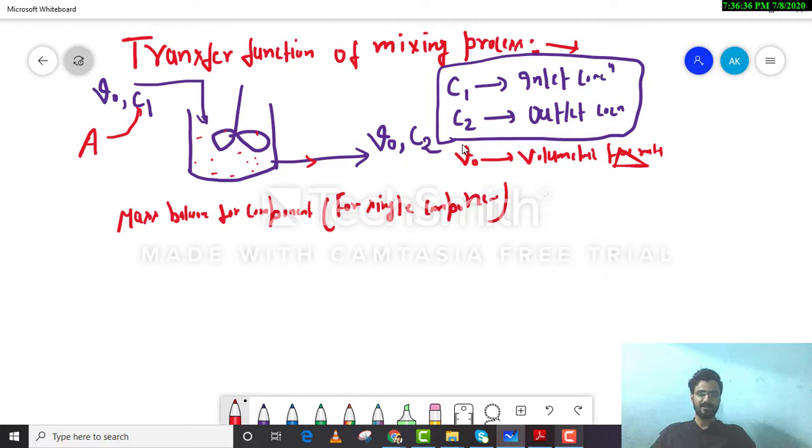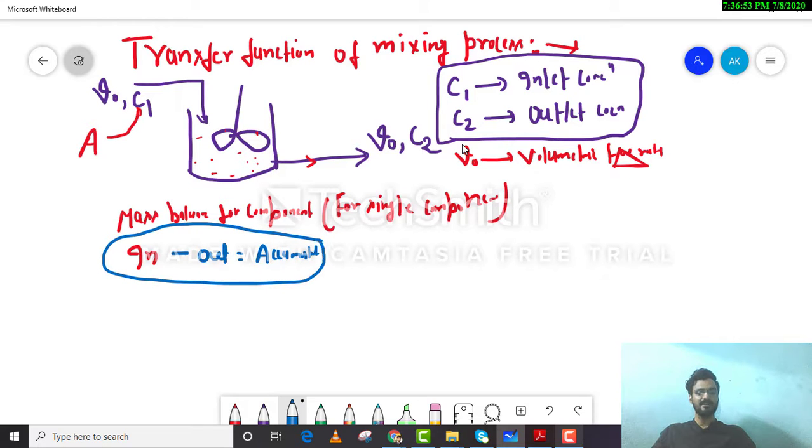Now try to understand. If you see, here inlet in minus out equals accumulation only. Why am I writing only accumulation? Because, my dear students, this is only a simple mixing tank. There is no chemical reaction taking place, so no substance is going to be produced and no substance is going to be disintegrated. Here the component is only going to be well mixed. So whatever component goes in minus whatever component goes out will get accumulated inside the tank.